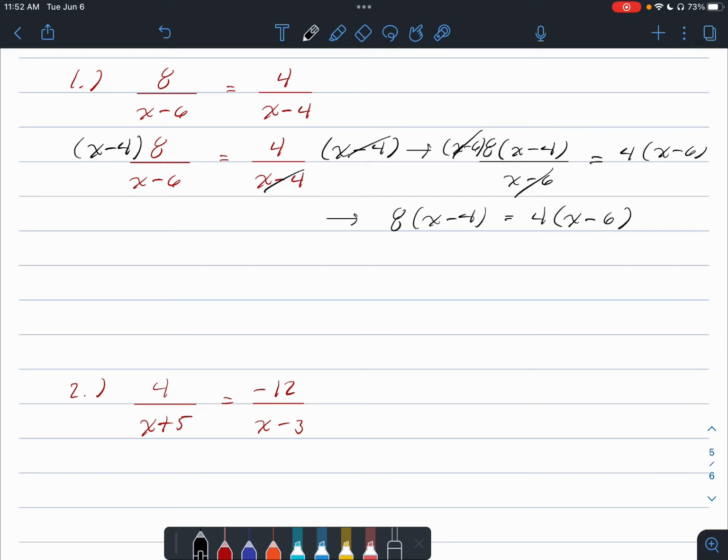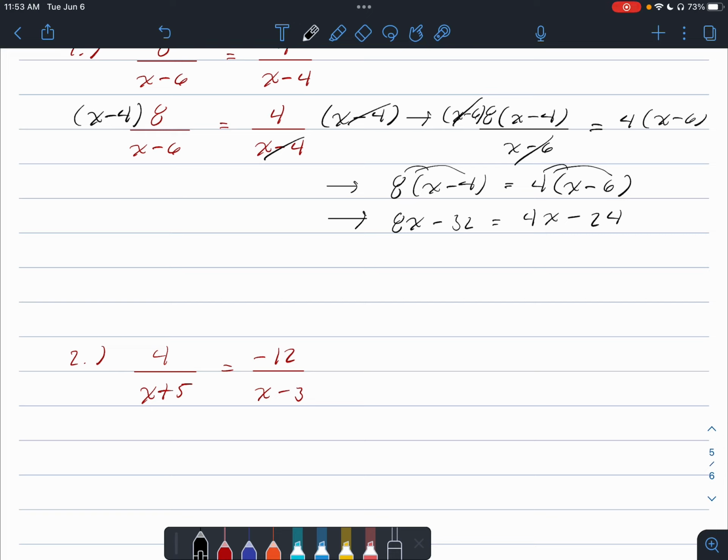So now what we can do is we can go ahead and distribute this 8 and this 4. Okay? So doing that, if we distribute the 8 to the x and to the minus 4, we'll have 8x minus 32. And we distribute this 4, and that's going to be equal to 4x minus 24. Okay, so we're getting a little closer to something we know how to deal with.